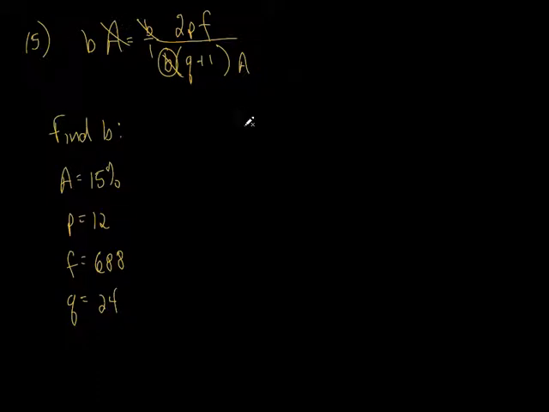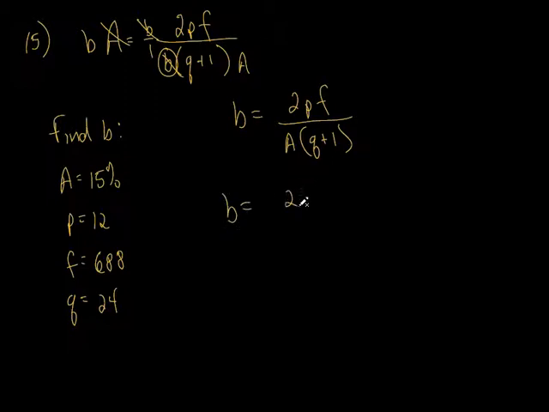So let's write it a little bit nicer and cleaner. What is it? 2PF over what? We'll put the A first. A times Q plus 1. So now I can take these numbers. I didn't stick the numbers in first and then try to do my algebra. I did the algebra first, and now I'm going to chuck the numbers in here and see what I get.